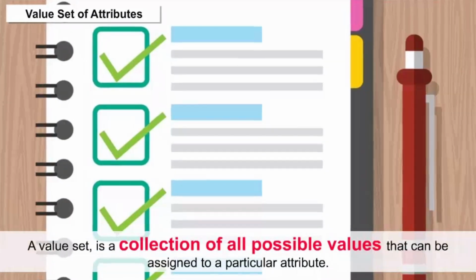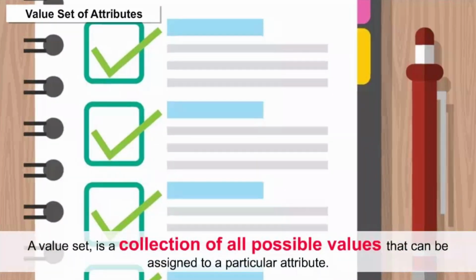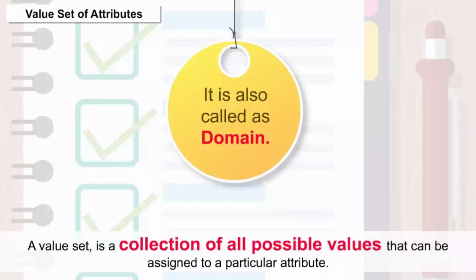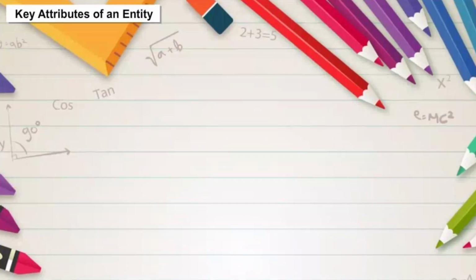Value set of attributes. A value set is a collection of all possible values that can be assigned to a particular attribute. It is also called a domain. Key attributes of an entity.